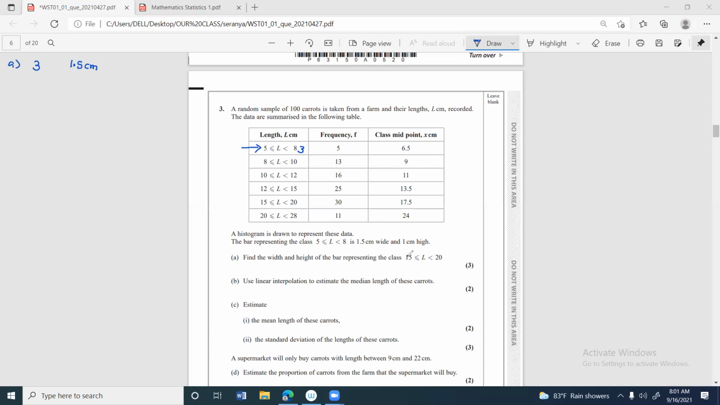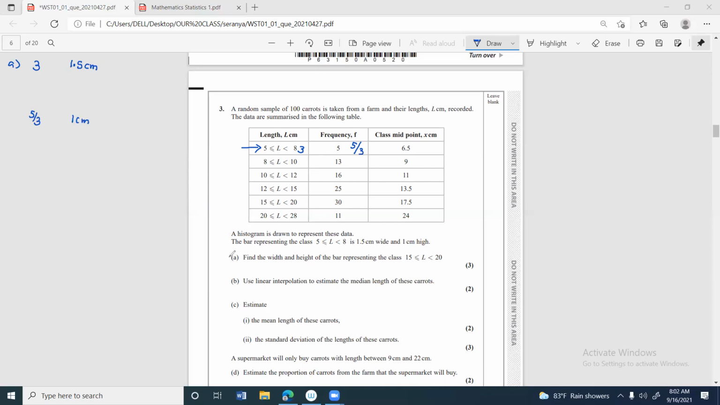Usually for these questions we mention the height, not the frequency, but the frequency density. How do we get the frequency density? Frequency divided by class width. The frequency density is 5 divided by the class width, and the class width is 8 minus 5, which is 3. So here, the height 5/3 is represented by 1 centimeter. We'll keep it as this. Don't worry about that.